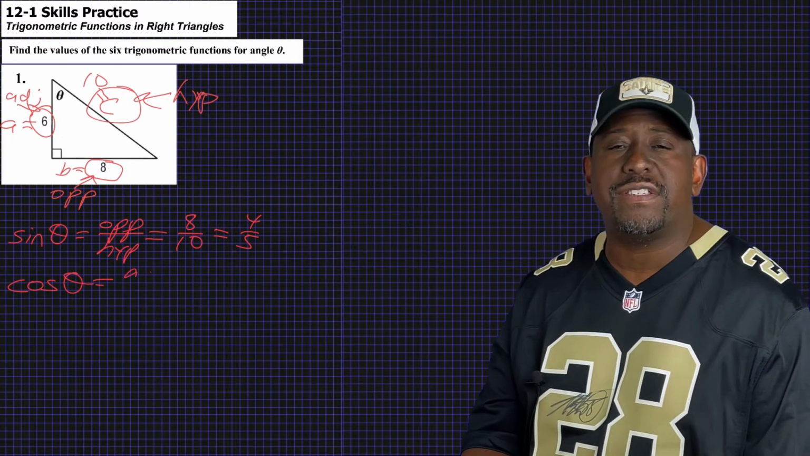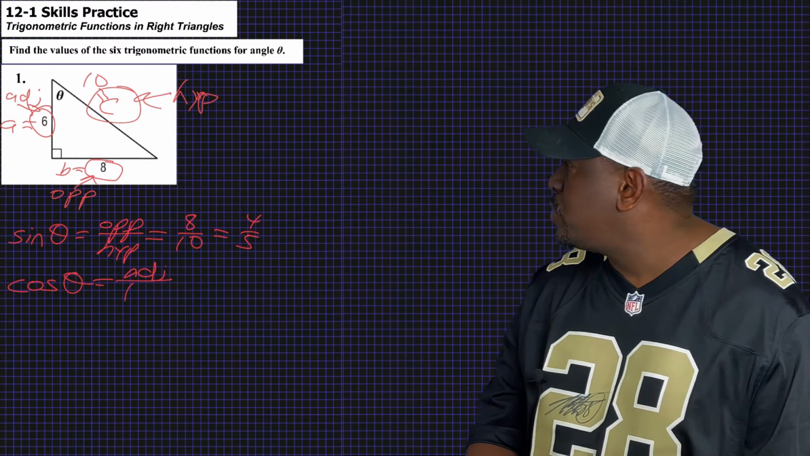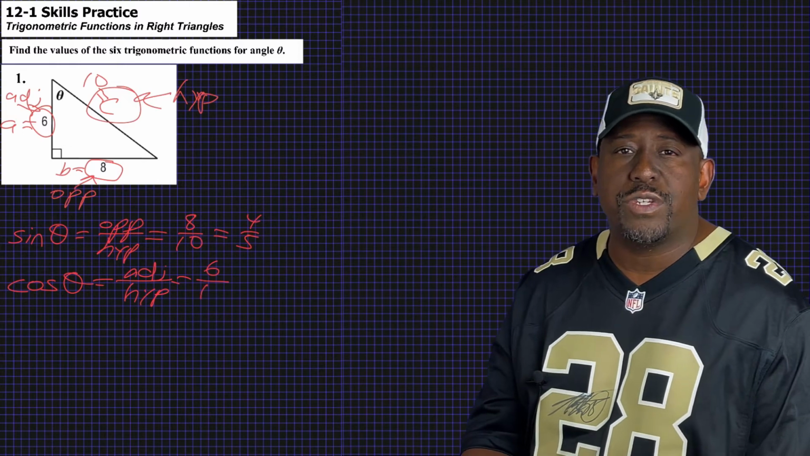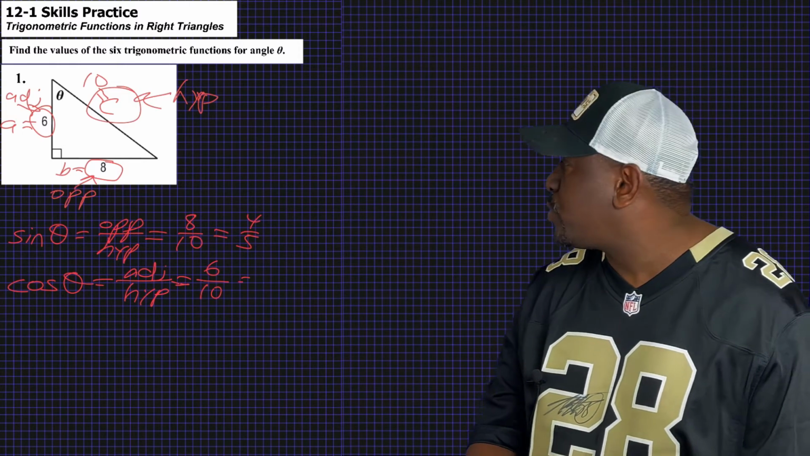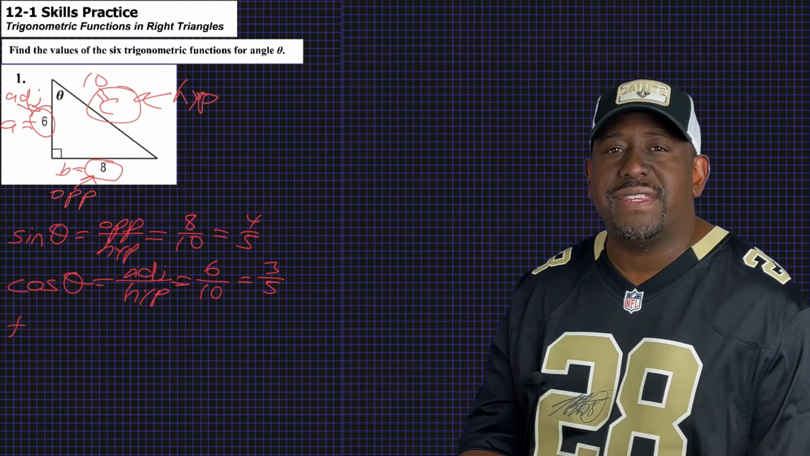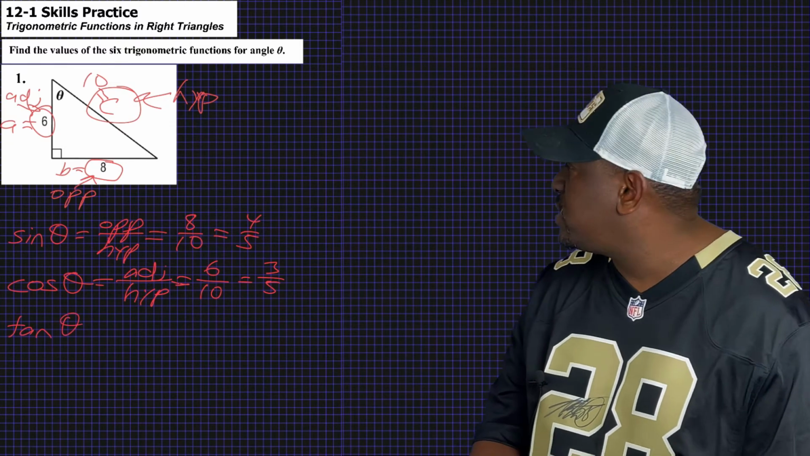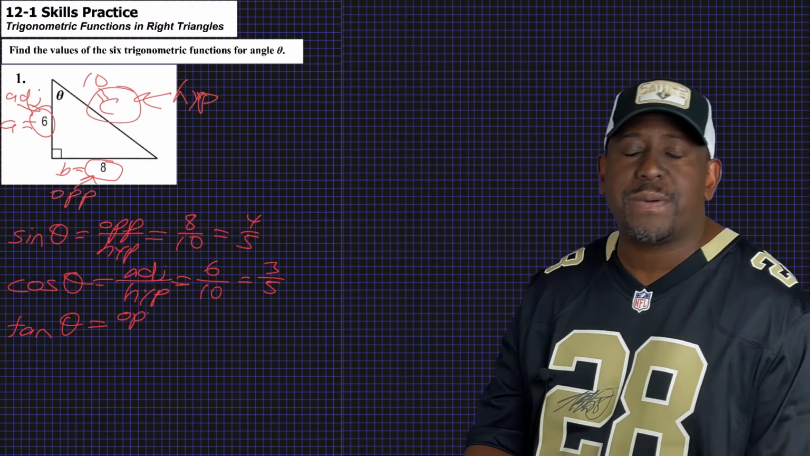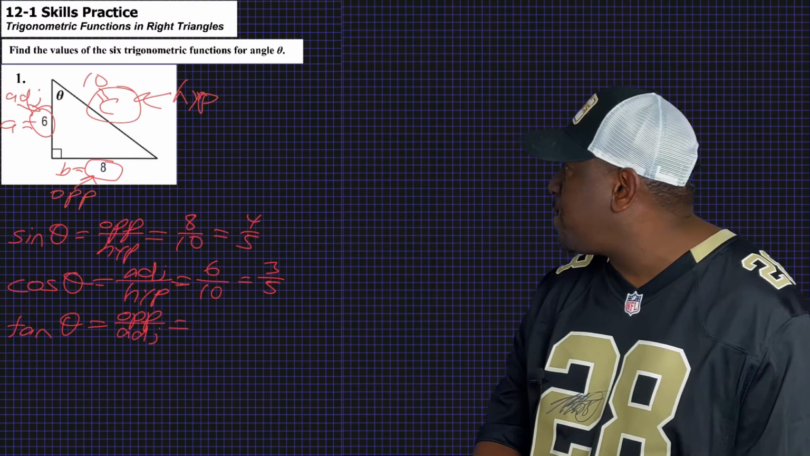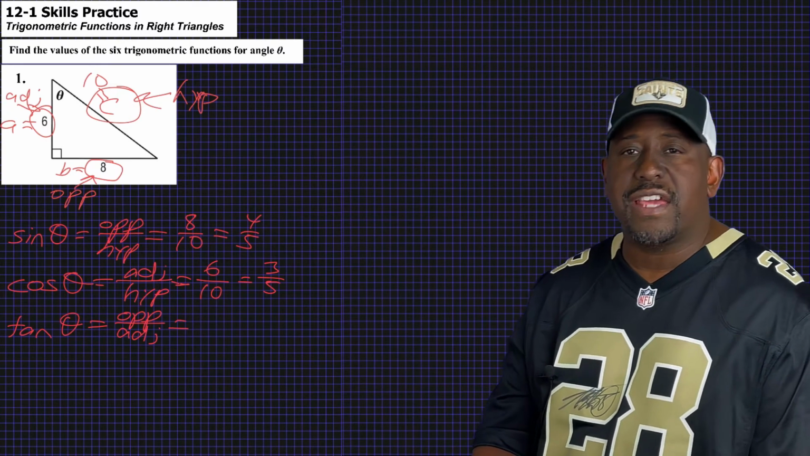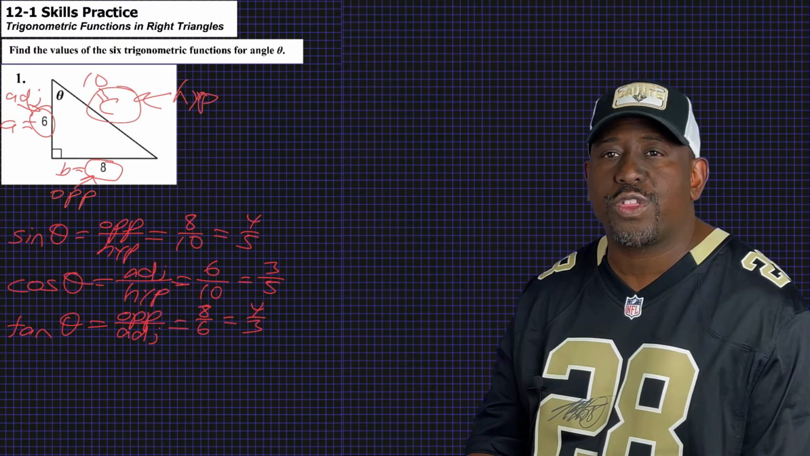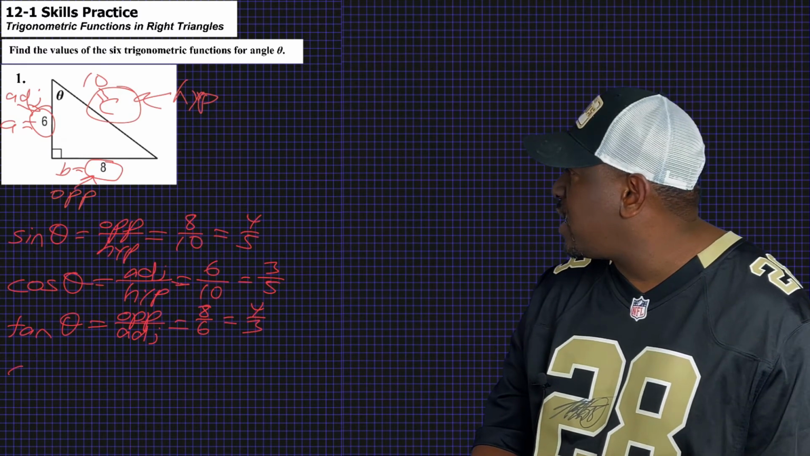Cosine, the formula is adjacent over hypotenuse. We substitute those values in, we will have 6 over 10. We reduce those values, we will end up with 3/5. So the cosine of theta is 3/5. The next major trigonometric function is tangent theta. That is opposite over adjacent. As you can see, you always want to write the formula. The opposite is 8, the adjacent is 6. 8 over 6 reduces to 4/3. And so tangent theta is 4/3.